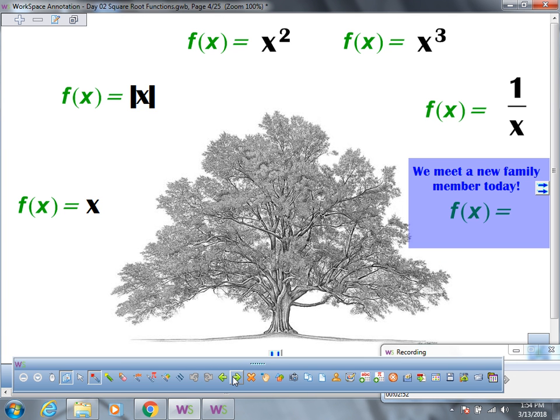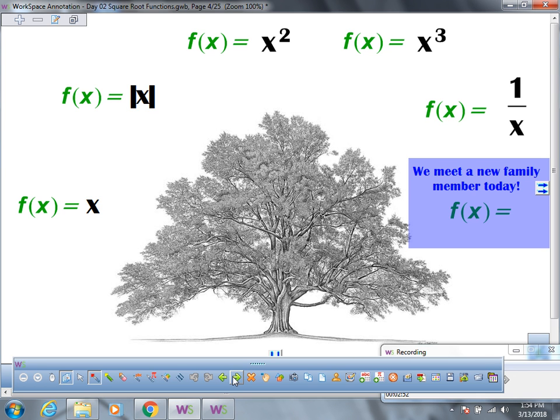We have a new family member! Yay! Our new family member is an inverse function. So our new family member has all the same traits as an old family member, right? The descendant. Only it's just going to be tipped on its side. So that should make it pretty easy.